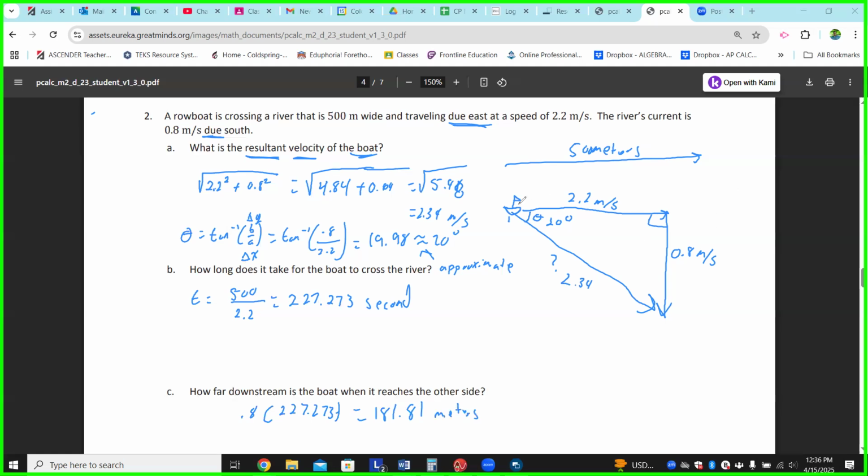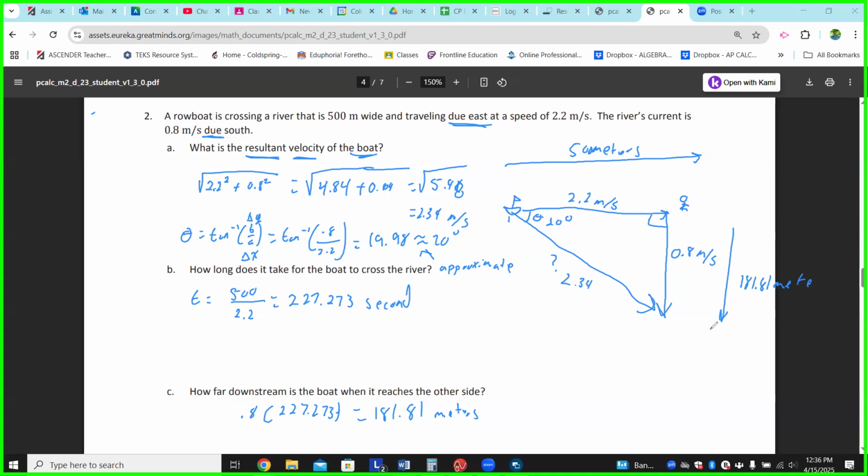So he was basically to travel 500 meters. He also traveled, this right here would have been 181.81 meters. So that's how far off he was. So if he was just trying to go straight across to meet somebody, he would have been a little off. Almost 2 football fields off.